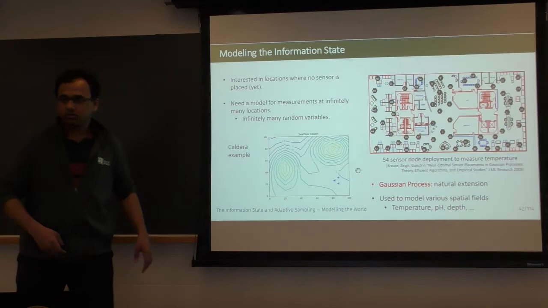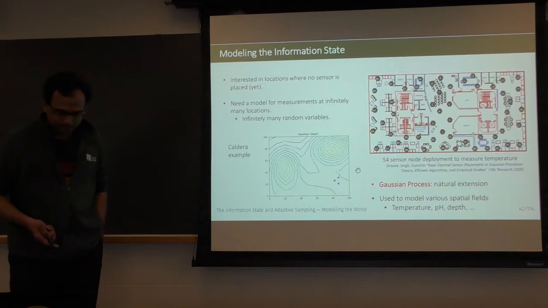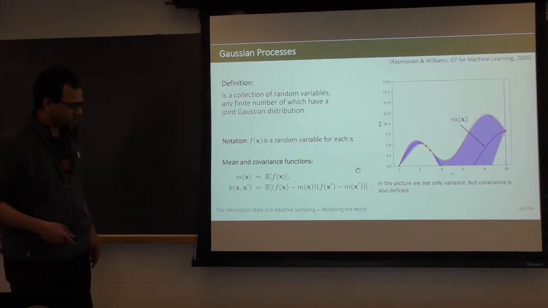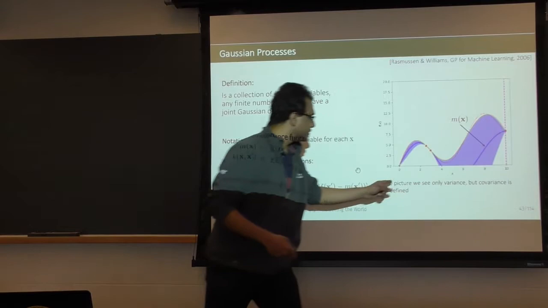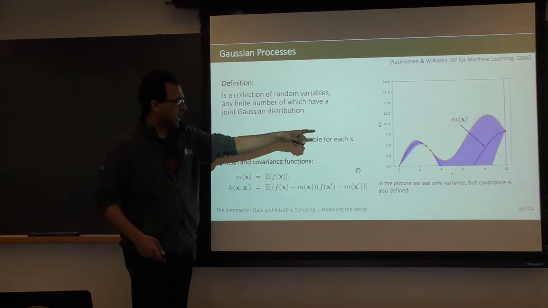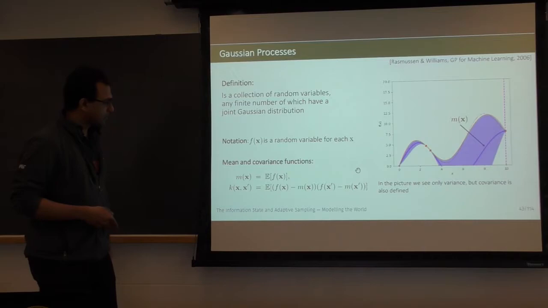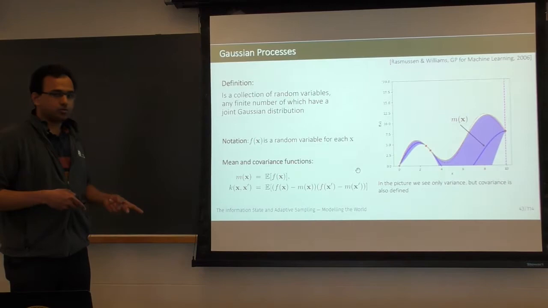So let's see what a Gaussian process is. A Gaussian process is a collection of random variables such that any finite number of them has a joint Gaussian distribution. Here I've plotted an example. My region of interest is the real line from 0 to 10. For each point x in 0 to 10, I have f of x, which is a random variable that is Gaussian distributed. If I pick any finite number of them, let's say 10, then all 10 of them are jointly Gaussian.